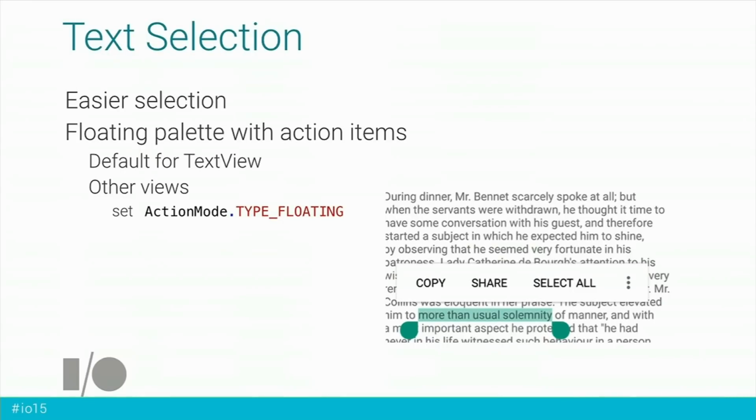So what we have now are floating palettes, and we've enabled this by default in TextView. So you've got a TextView up, which this example is from. You select the text, and automatically the floating palette of actions is right there. If you have other views that are not these default text views that we enabled this for, you can set your own action mode, and get the same behavior.